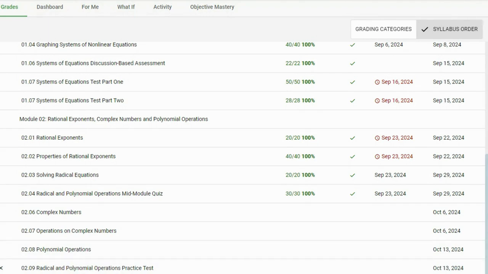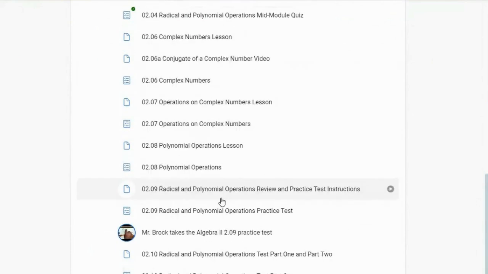And then we'll have part 1 and part 2 of the test coming up on October 20th, right around our fall break. We'll get a fall break there for a day or two. But let's look at 2.06 and 2.07 this week. We have a little extra video that goes with this too. 2.06, complex numbers lesson.